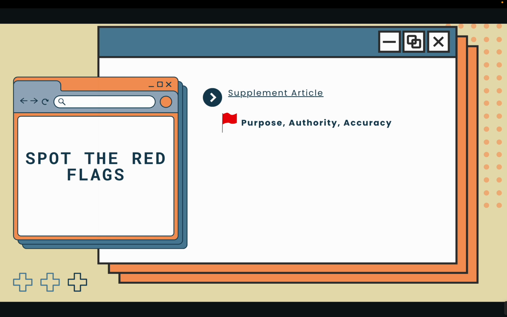Finally is accuracy. While there is a quote from the Centers for Disease Control, it does not have any other quotations or resources besides Fullscript by itself. Because of that, it is not an accurate description.